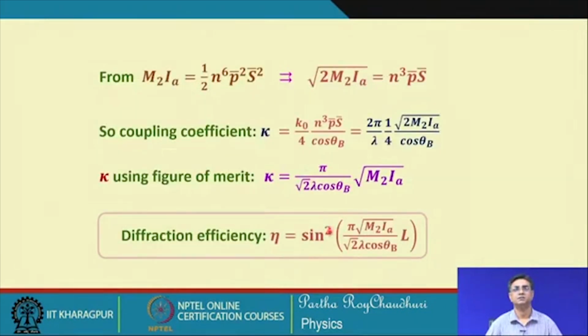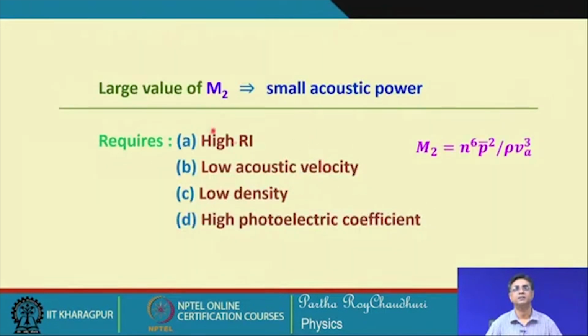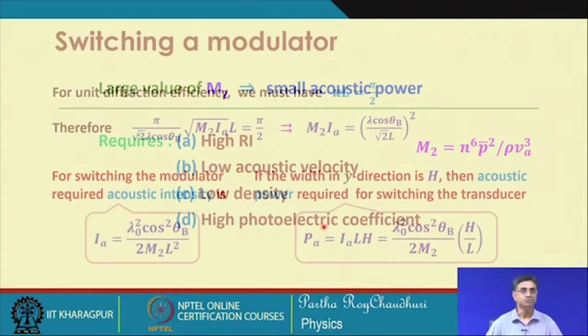Now, it tells us from this expression that for this figure of merit to have a large value, it requires a small acoustic power and a high refractive index. Refractive index should be fairly large, low acoustic velocity, it appears in the denominator and cubed, low density and high photoelastic coefficient. I said photoacoustic coefficient, that is a mistake.